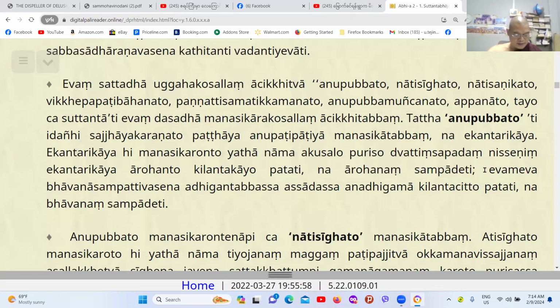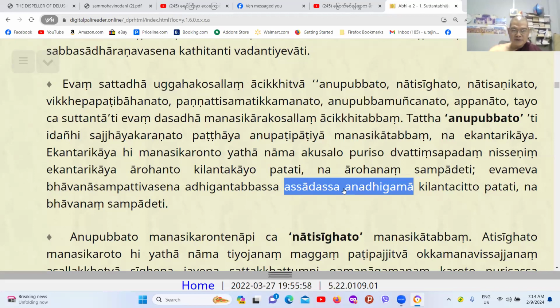Bhavana sapadi wasena adikantasa, asadasa, anadikama, not attaining. Asadasa, the delight. Anadikama asadasa, not attaining the delight. Now, here, adikantapa, the delight that should be obtained. Not attaining the delight that should be obtained.